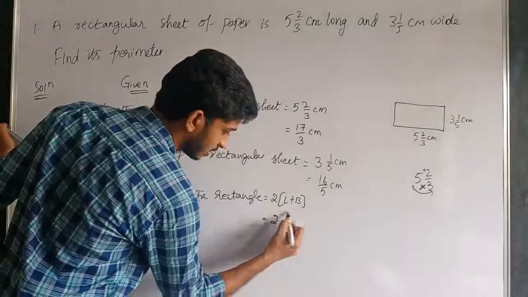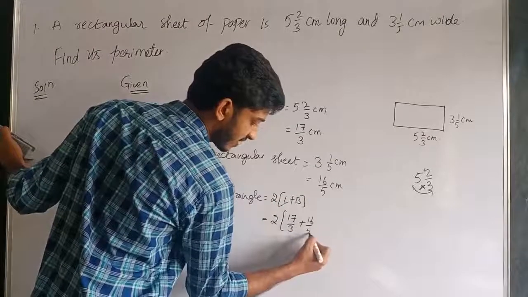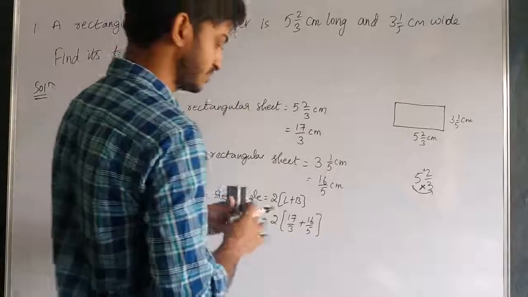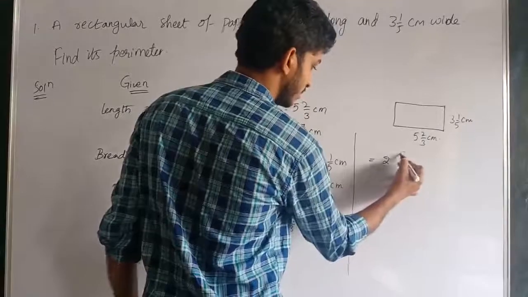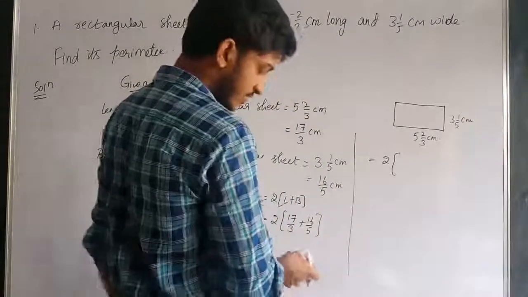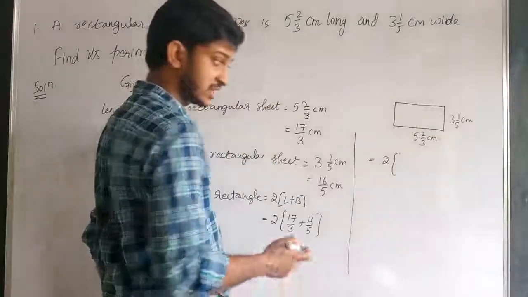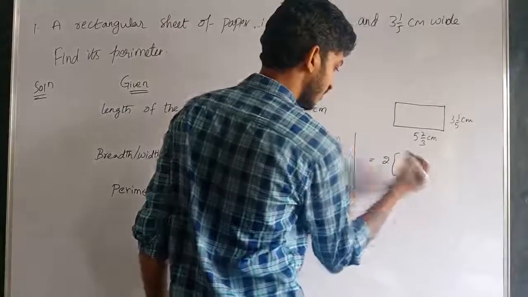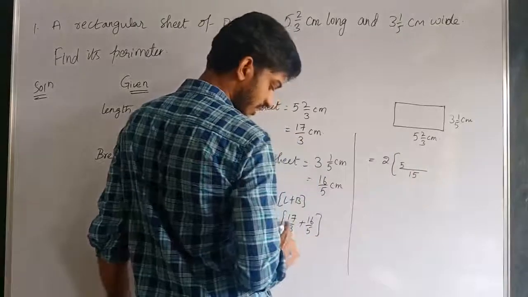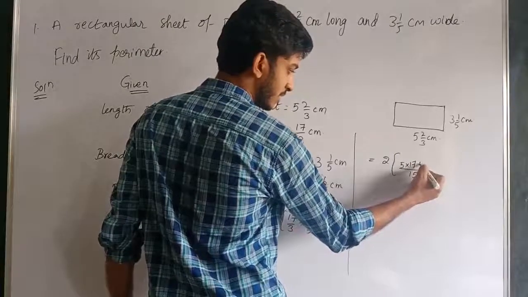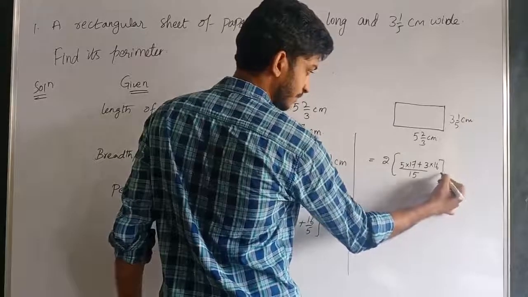We know that 2 into (L plus B). So substitute the length and breadth here: 17/3 plus 16/5. Okay, now add these two numbers. See here 2 into (17/3 plus 16/5). These two have different denominators, so take the LCM for 3 and 5. What is the LCM for 3 and 5? 3 fives are 15. Okay. So in the 3 table, 15 is how many times? 5 times. Okay. 5 into 17 in the numerator, plus in the 5 table 15 is 3 times, 3 into 16.